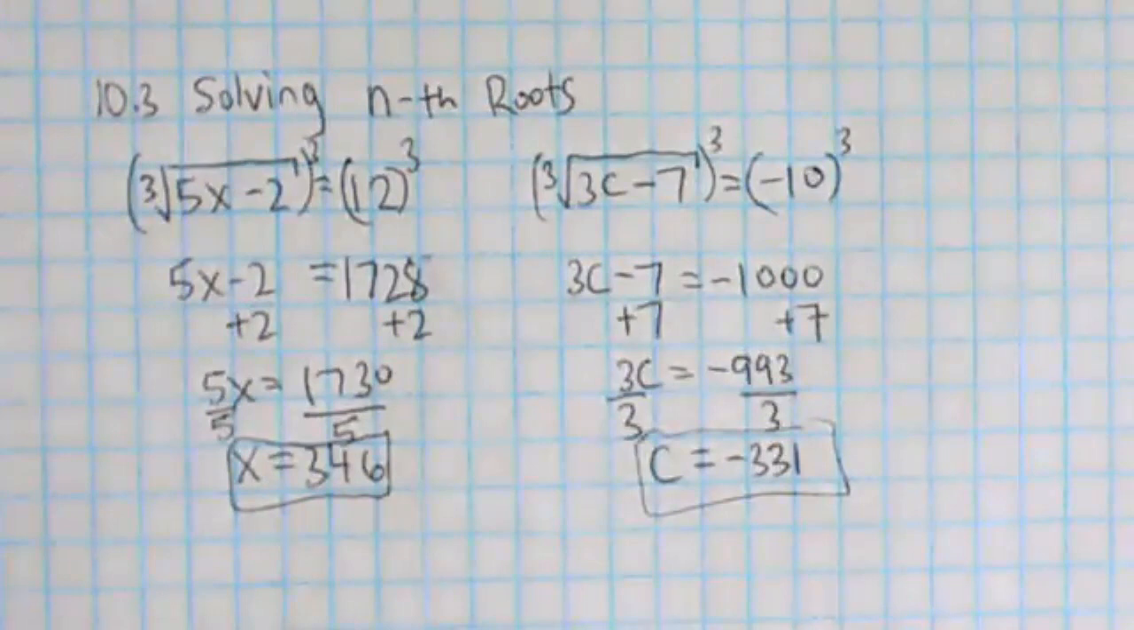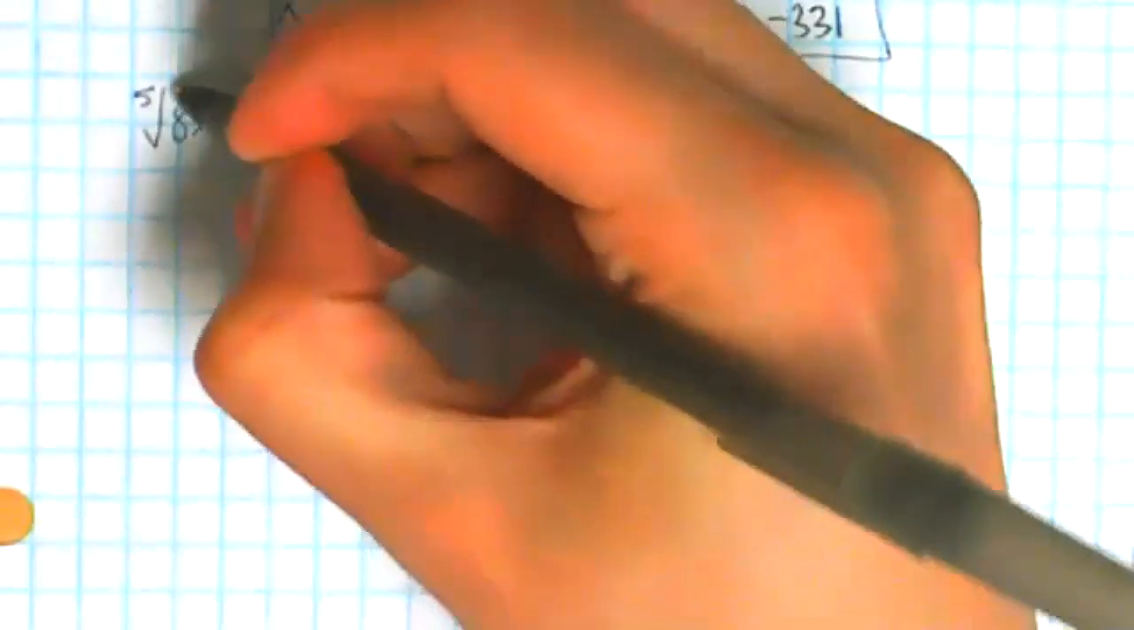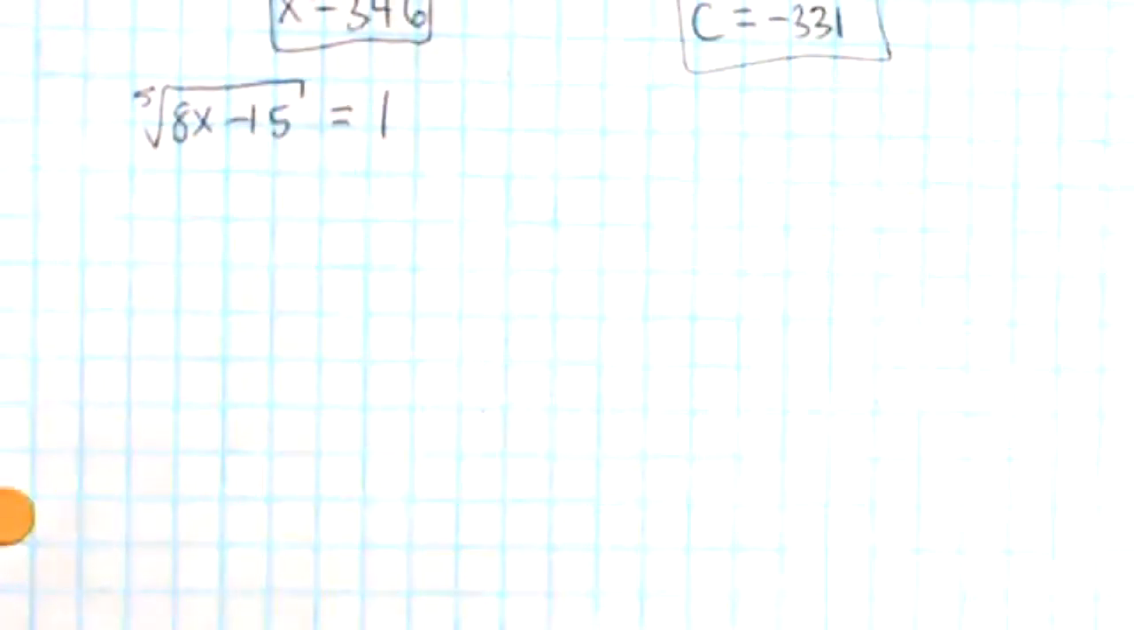All right, we're going to do another example, this time with an even larger root value. So in this third one, we're going to have the fifth root of 8x minus 15 is equal to 1. And we need to solve for the fifth root of this.